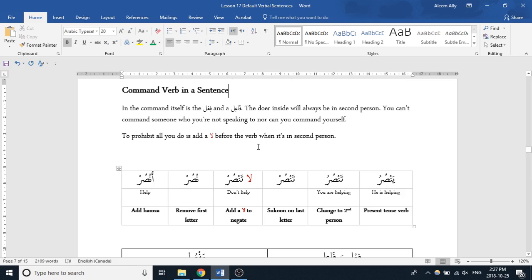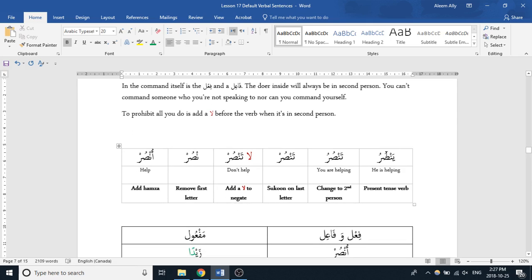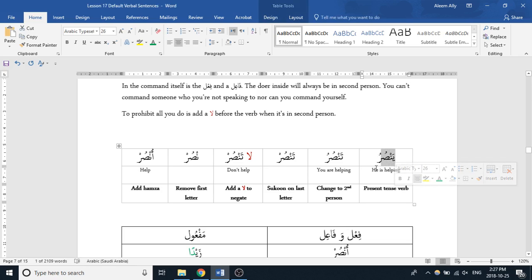So if we want to convert a verb into a command, we take the present tense version. So we look at yansuru, which means he is helping. It comes from nasara, which means he helped. When we take nasara and put it into the present tense, it becomes yansuru, which means he is helping. Next, we change it into second person, so it becomes tansuru, which means you are helping. After that, we throw a sukun on the end, and it becomes tansur.